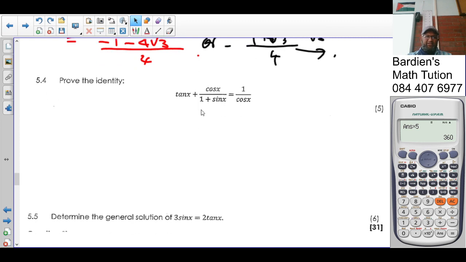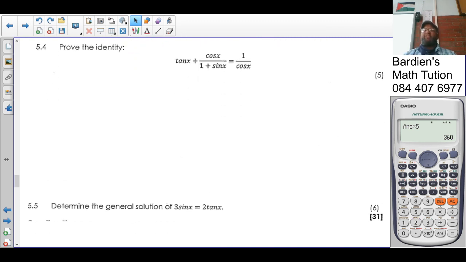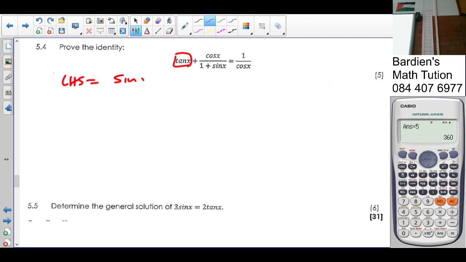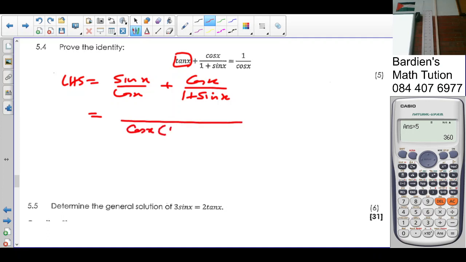Okay, so the first question says prove the identity. You must get this in the exam. To prove the identity, tan can be written as sine over cos. So the left hand side is going to be sine x over cos x plus cos x over 1 plus sine x. Now find an LCM: cos x into 1 plus sine x. So cos x must be multiplied by 1 plus sine x to get a denominator, and sine x, the numerator, must be multiplied by the same to make it an equivalent fraction.